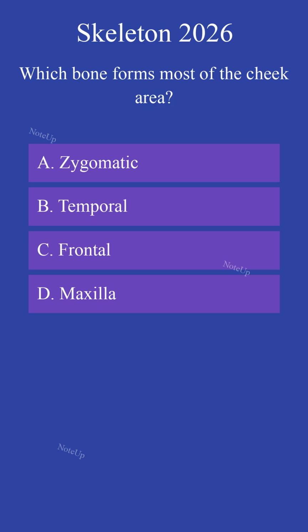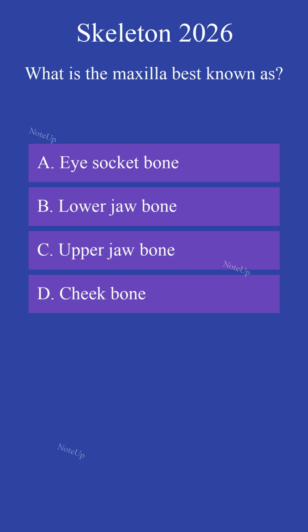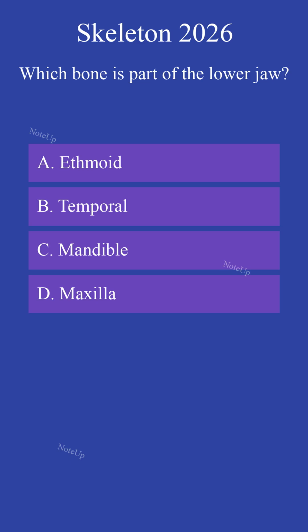Which bone forms most of the cheek area? The correct answer is D. Maxilla. What is the maxilla best known as? The correct answer is C. Upper jaw bone. Which bone is part of the lower jaw?